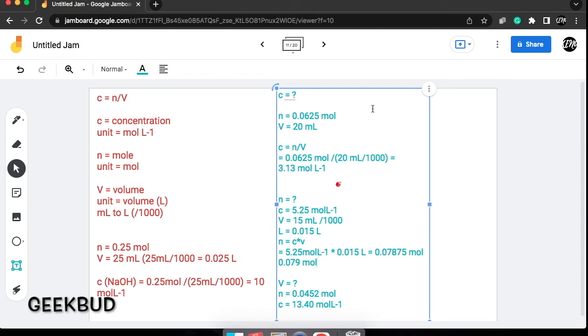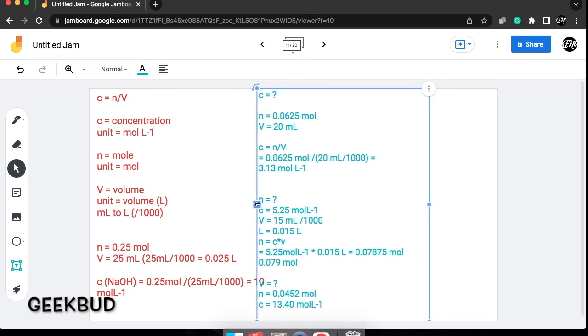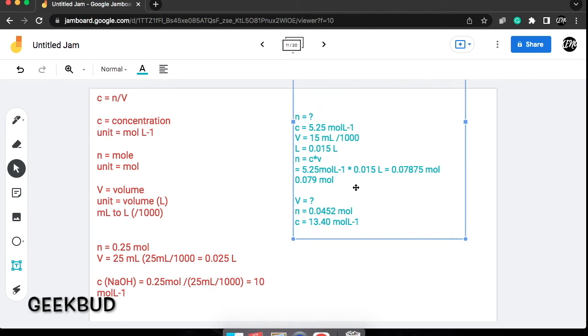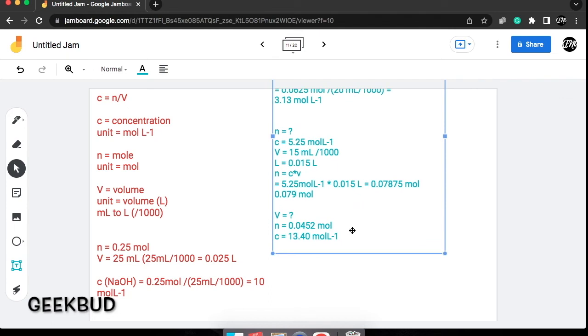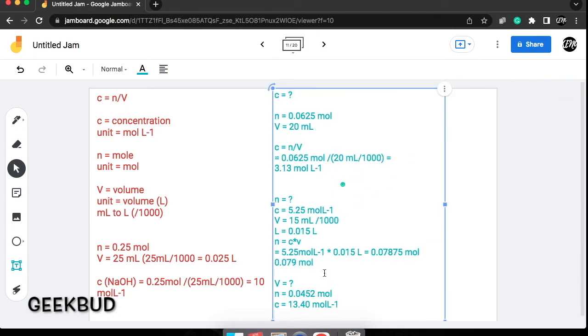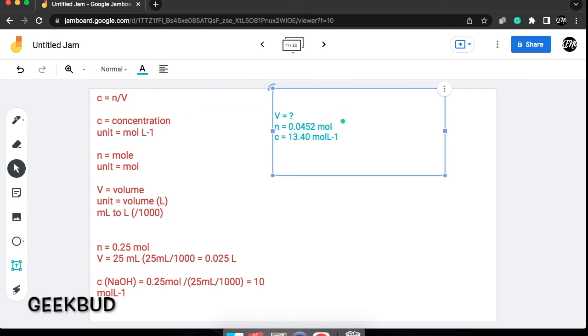Okay, and I'd like to do one more with you where you're trying to figure out the volume. Okay, so again, essentially the same thing, it's all about rearranging what you have. So in this case, we're trying to figure out volume, and if you were to rearrange this equation, C equals n divided by V, volume would equal n divided by concentration, so C. They've given us moles and concentration, which is great, so all we need to do is rearrange the equation and then plug in the numbers.